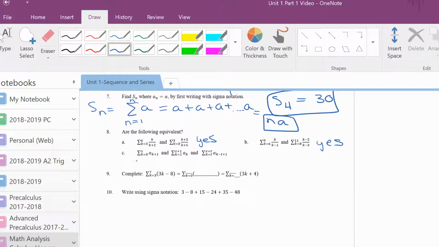And then if I look at part C, this is saying if I start with 0 and I go up to x, that it's equal to a sub k plus 1, meaning the next term. If I start with 1 and I go to x plus 1, that means it's equal to a sub k, which means the previous term. And then if you start with t and you go to x plus t, that it's going to equal x minus t plus 1. And that is a true statement.